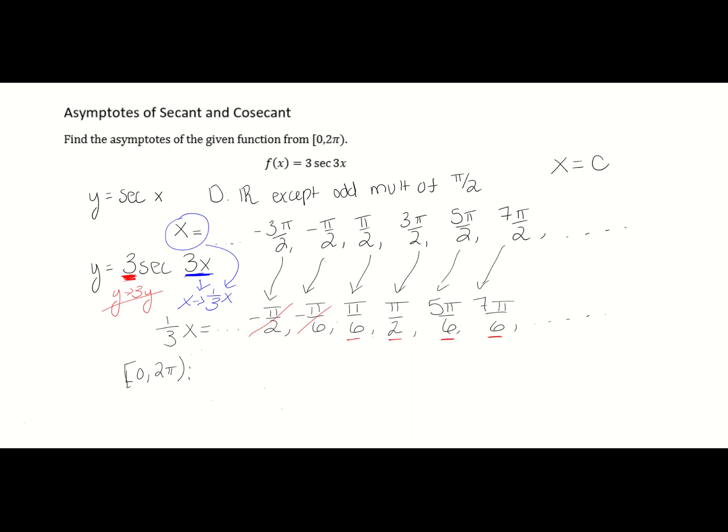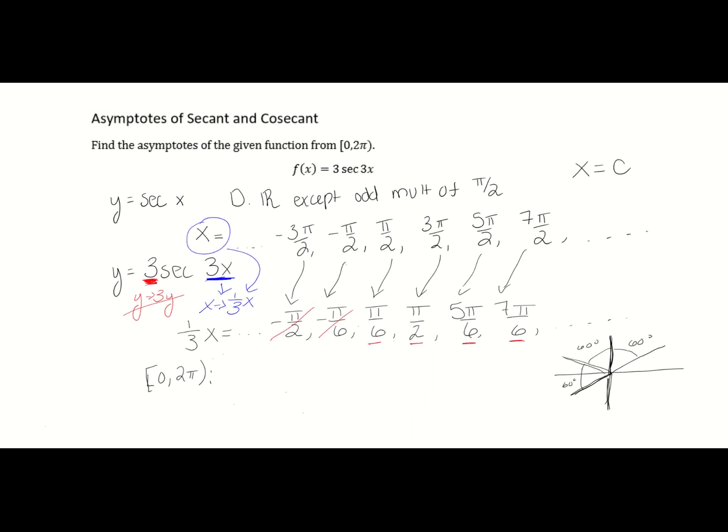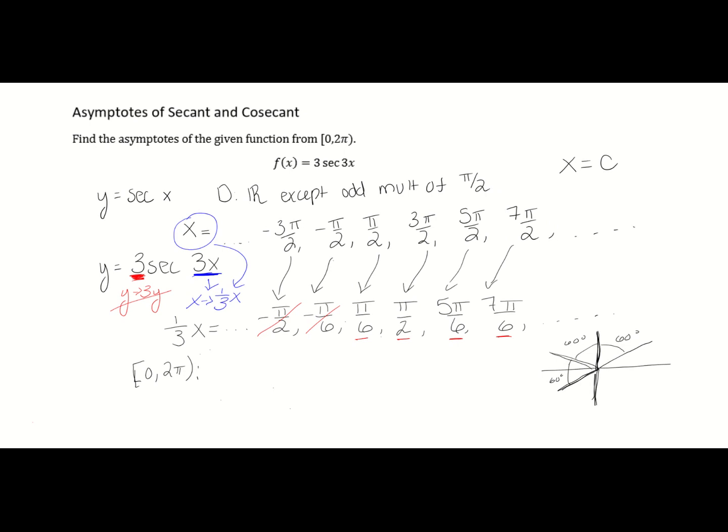So if I draw a little diagram of what's happening here, I have the pi over 6, the pi over 2, the 5 pi over 6, the 7 pi over 6. So if you take a look, they're all equidistant apart from one another. So this is 60 degrees, this is 60 degrees, this is 60 degrees. So the next one is going to be 60 degrees away, which is going to be 3 pi over 2. And then it's going to be another 60 degrees away, which is going to be 11 pi over 6.